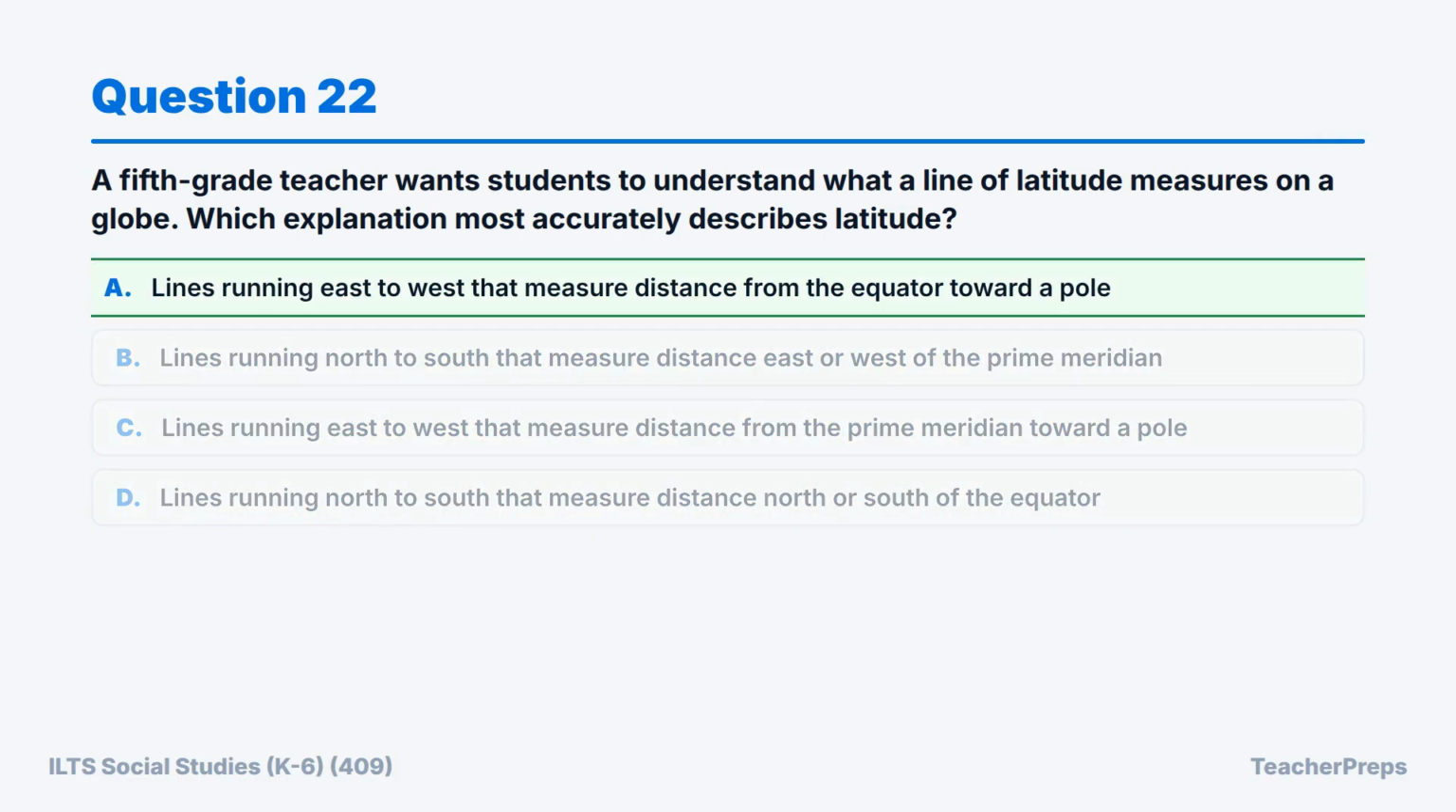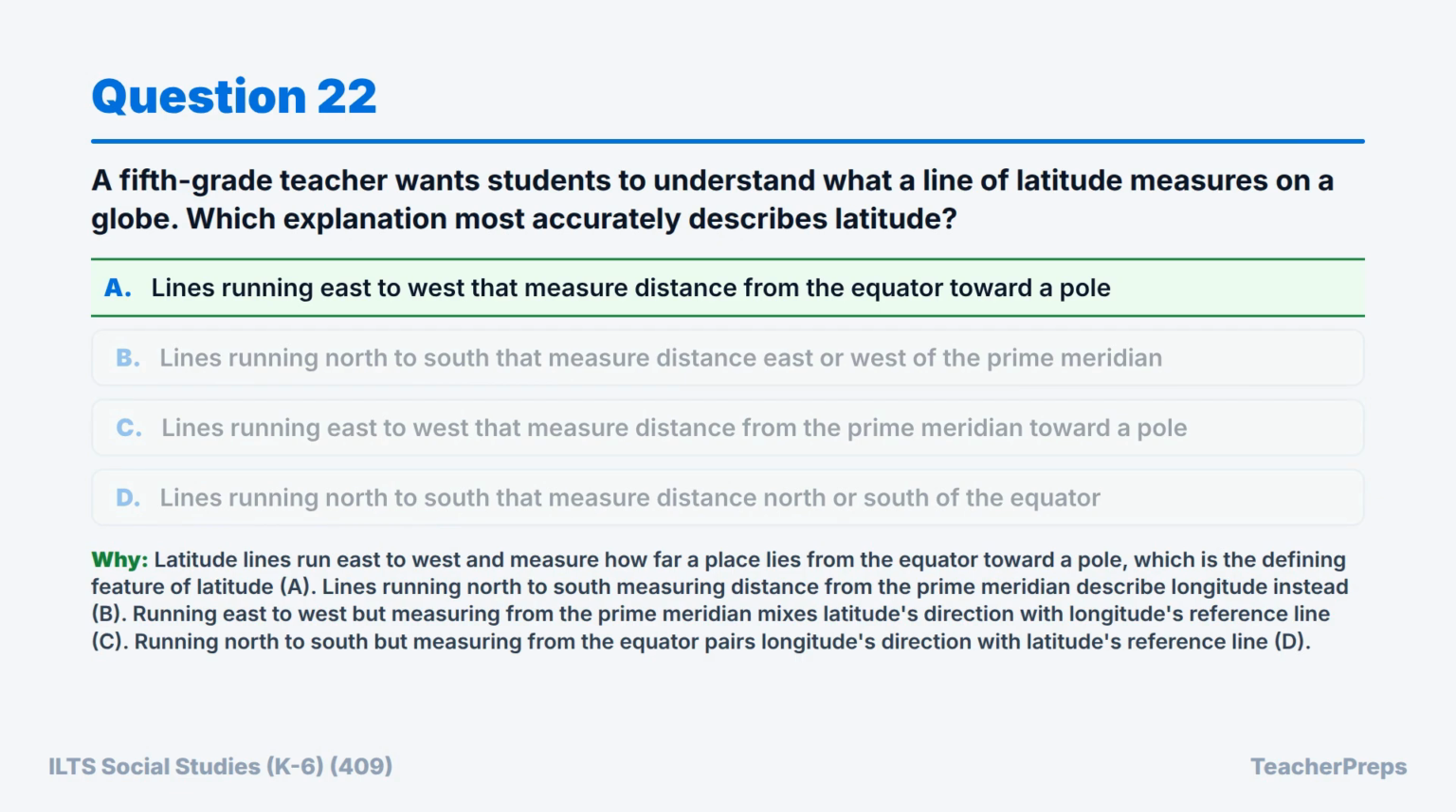The correct answer is A, lines running east to west that measure distance from the equator toward a pole. Latitude lines run east to west and measure how far a place lies from the equator toward a pole, which is the defining feature of latitude. A. Lines running north to south measuring distance from the prime meridian describe longitude instead.